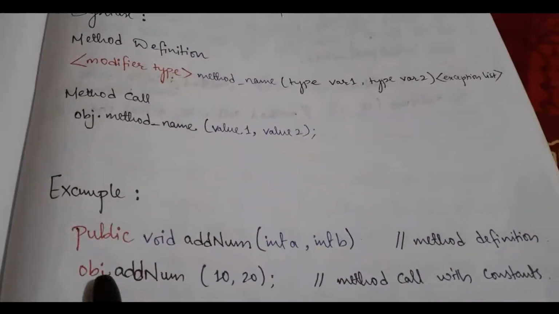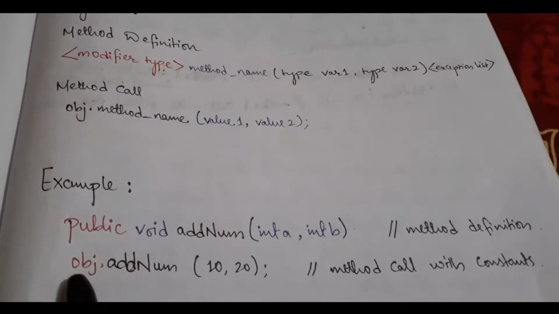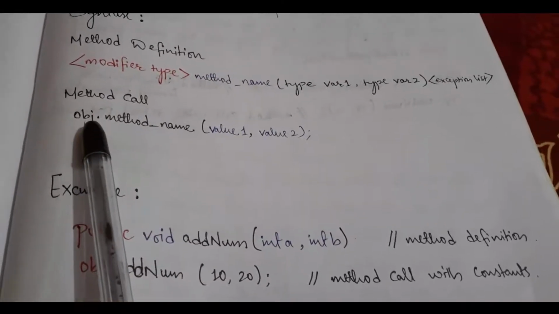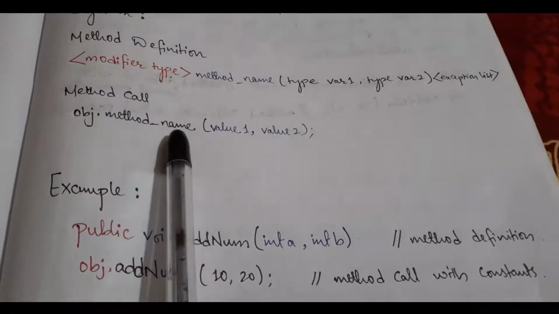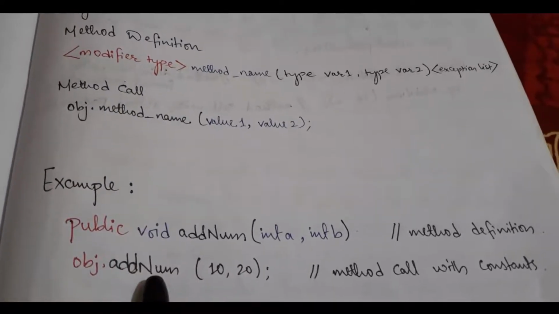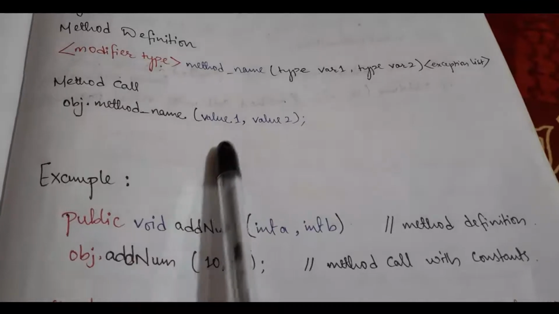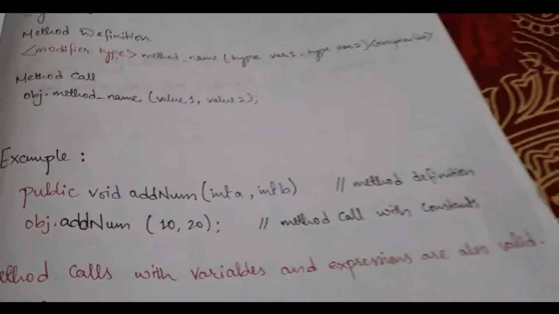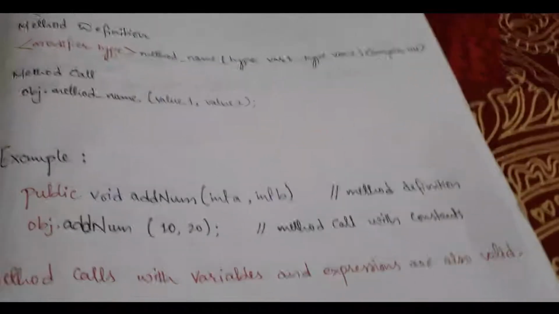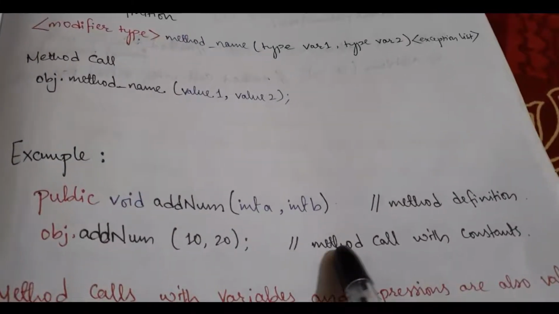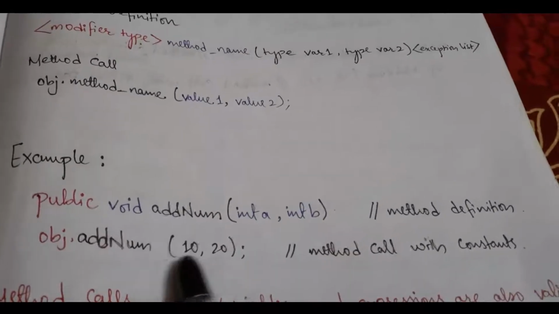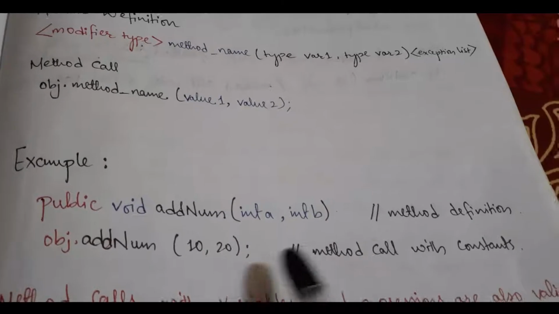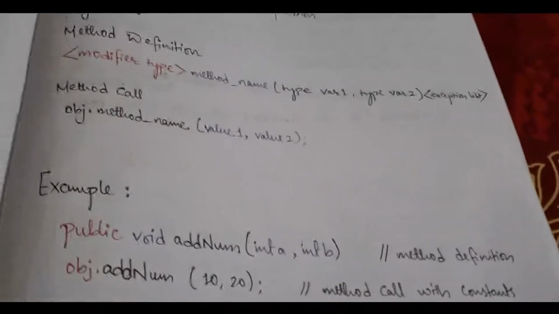Likewise for method call, I have mentioned the example for this one also. As I told you, in this format we have to write obj, object name, dot method name. So obj dot method name is addNum, and value 1 value 2 I have mentioned here in a similar way, that is 10 comma 20. The second portion is called method call with constant, that means fixed values. I have mentioned this particular description with the help of the single line comment.